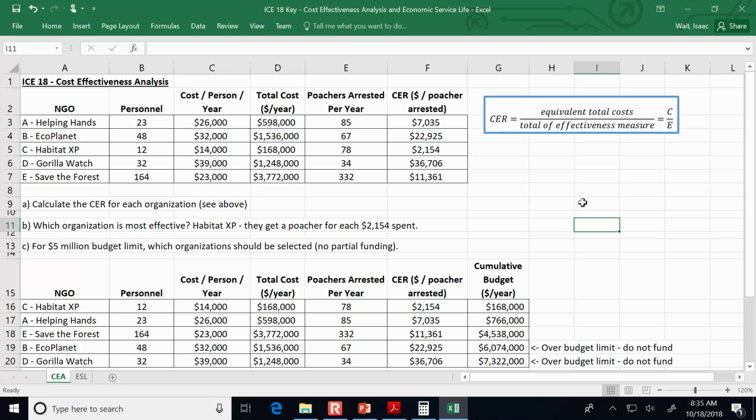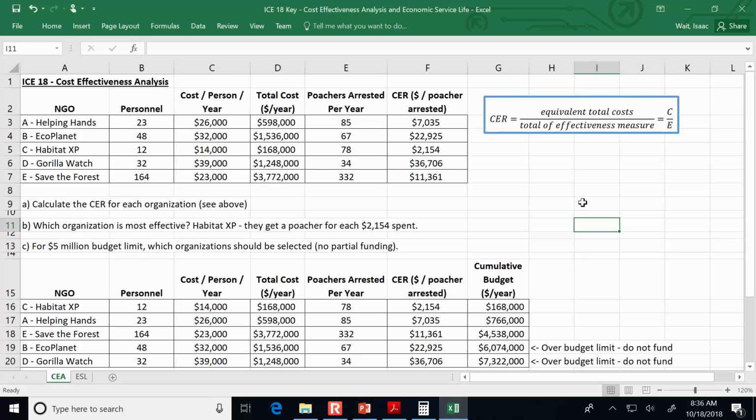In the case of Gorilla Watch, maybe they're working in a more remote area, protecting a more threatened population of gorillas, and there just aren't as many poachers out there, but the ones that they arrest are really high-level, dangerous poachers. So I'm not saying that this is the only thing that matters. There can be other factors that have to be considered. But if all other things are equal, like if one poacher is the same as the next, and they're all working in the same region, and there aren't other extenuating circumstances, then you can see the organization that's most effective is Habitat XP. If you've got $5 million, which one should you select?